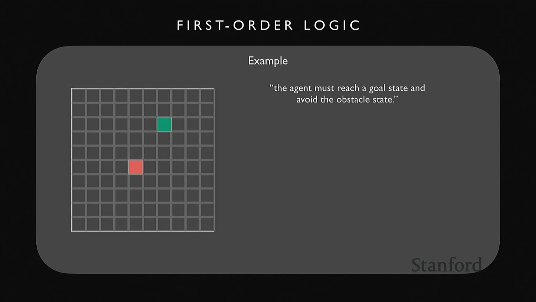Okay. Another example. Now let's add one more thing to this grid world, where not only do we want to avoid hitting this obstacle, but we also want to reach this green goal. And so we say the agent must reach a goal state and avoid the obstacle state. We'll use the same predicate we had before, so O of x represents whether x is an obstacle state, but then we'll add one more predicate here where we say g of x represents that x is in a goal state.